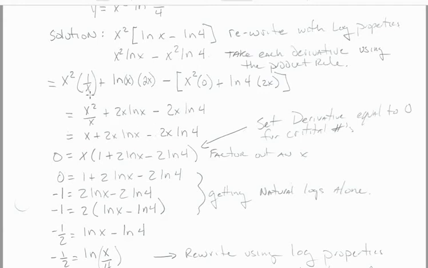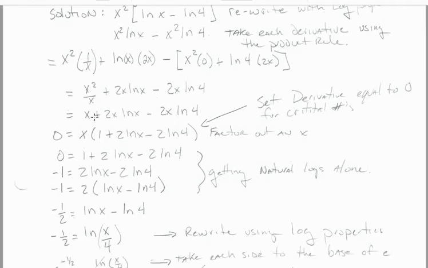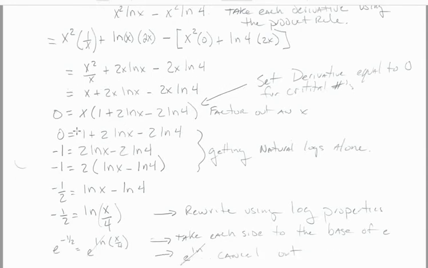Alright, we have x squared over x in front here, plus 2x natural log of x minus 2x natural log of 4. So the x squared over x reduces to x, and then we have 2x ln x minus 2x natural log 4. For us to find the critical numbers, we have to set the derivative equal to 0. So that's the derivative, what I just read off. We're going to set it equal to 0.